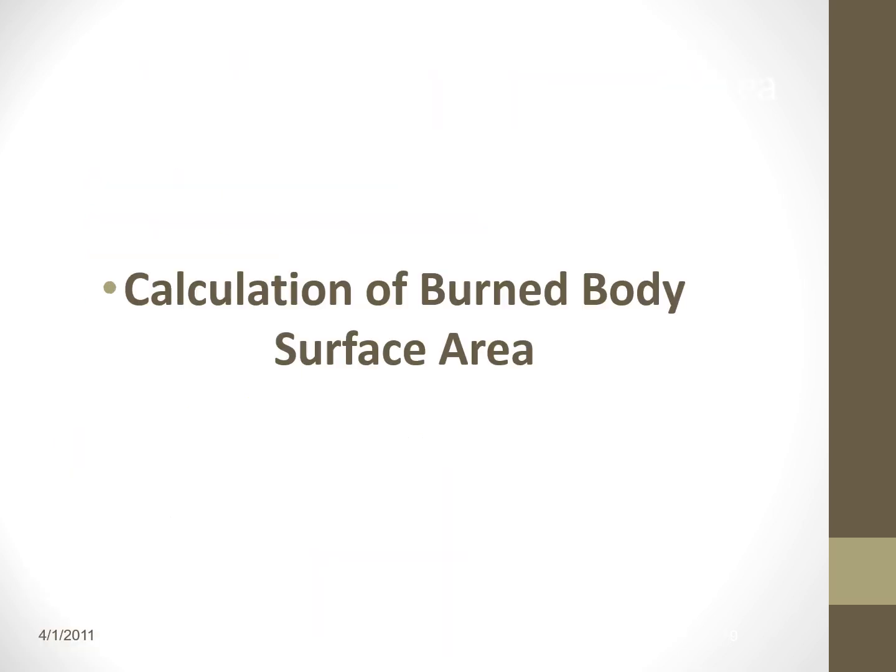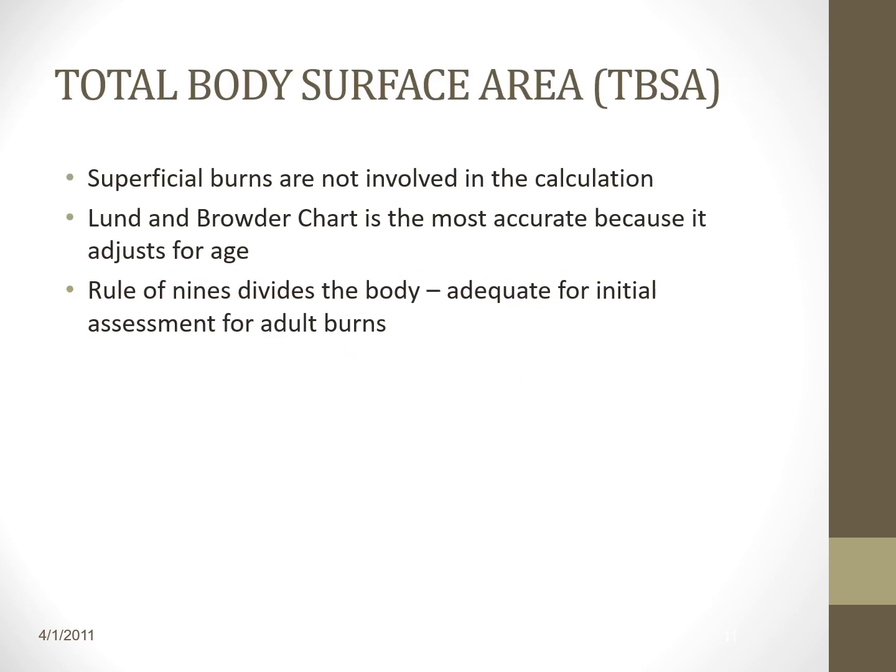Calculation of the burned body surface area. If we want to calculate how much the burning has damaged the body, we can calculate by the following methods. First of all, we have to calculate the total body surface area. Superficial burns are not involved in the calculations. Superficial burns are the first degree burns. We do not calculate this type of burning. Lund and Browder chart is the most accurate because it adjusts for age.